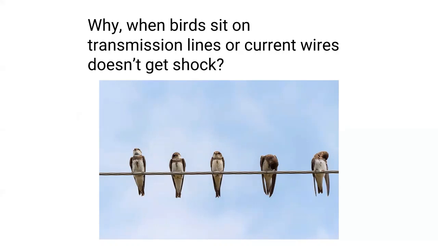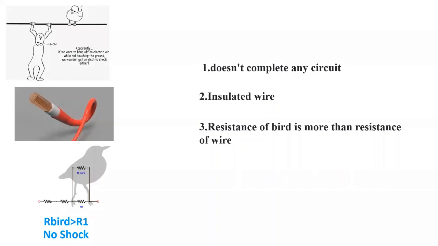This question is something like this: why and when a bird sits on a transmission line or a current line, does it not get shocked? I want you to pause the video, take your pen and paper and note the points. What are the reasons why the bird, when it sits on a wire, does not get shocked? Yes, I feel these are the three reasons why the bird is not getting shocked. The first reason is that the bird is not completing the circuit. The bird is hanging on one wire and it's not touching the ground or the other wire, right? So that is the reason it's not getting shocked.